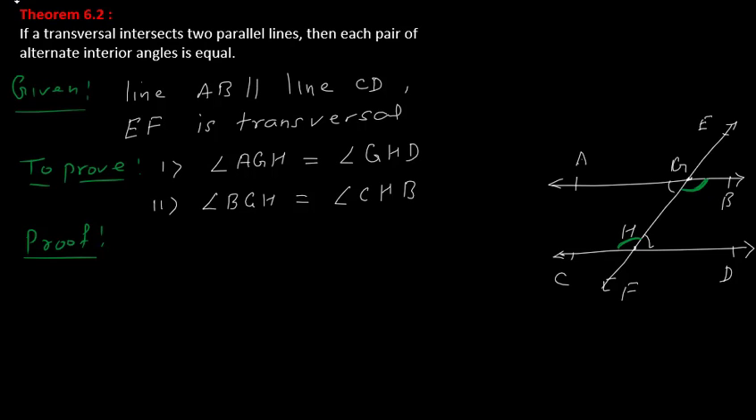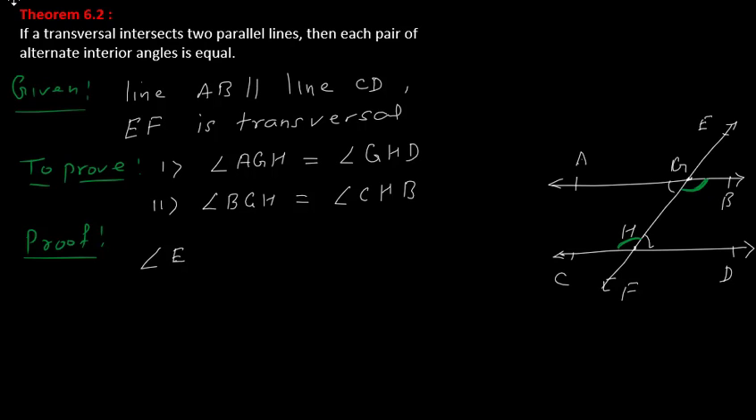Now in the proof I will use angle EGB. Okay, see what I will do: I will prove that this angle and this angle, vertically opposite angles, are equal, and this angle and this angle, corresponding angles, are equal. So by that I will prove that these alternate angles are equal. So let us write the proof.